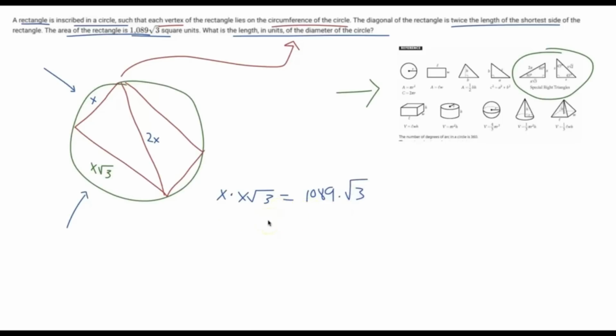So you can plug this right into Desmos, and it'll give you an answer of x equals 33. And so now that we know what x is, all we have to do is plug it in here, right? So x is 33, so we know one of the side lengths is 33, but that diameter is that diagonal of the rectangle. And the diagonal of the rectangle is 2x. And so 2 times 33 gives us 66 as our final answer.